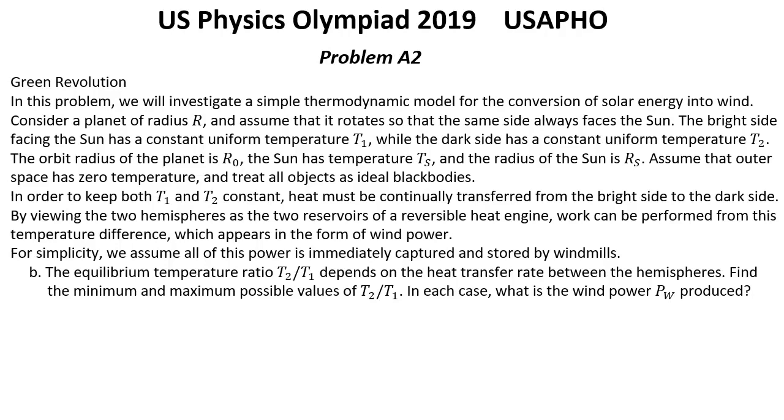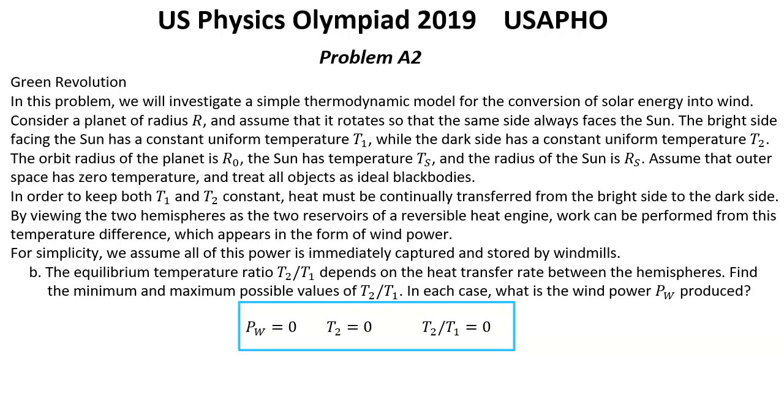Solution. The minimum value is simply 0 because there are no heat transfers for that. It means that temperature T2 must equal 0 and T2 over T1 equals 0. These are the minimum for question B. The maximum value for T2 over T1 equals 1.